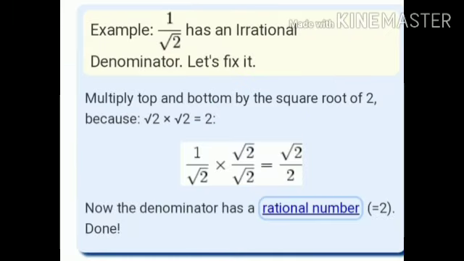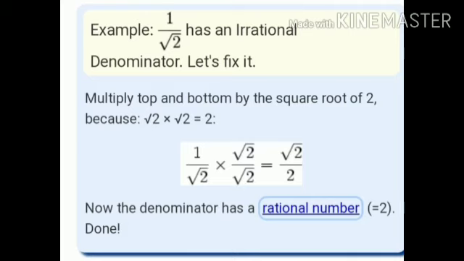Multiply top and bottom by the square root of 2, because root 2 into root 2 you get 2, because 2 2s are 4, and 4 is a perfect square so it comes out as 2. Now, children, 1 upon root 2 into root 2 upon root 2. So 1 into root 2 equals root 2. Now root 2 into root 2 you get 2. Now the denominator has a rational number, that is 2.